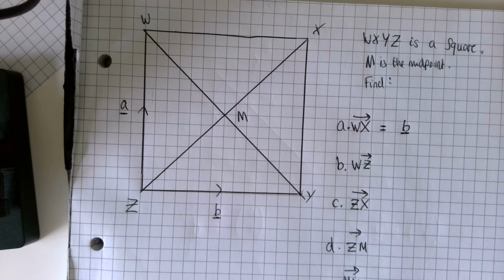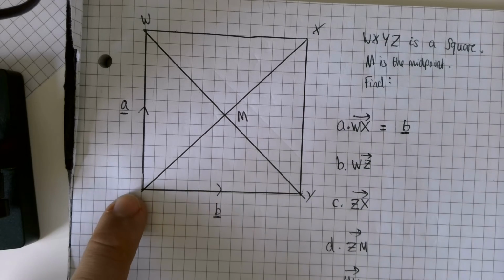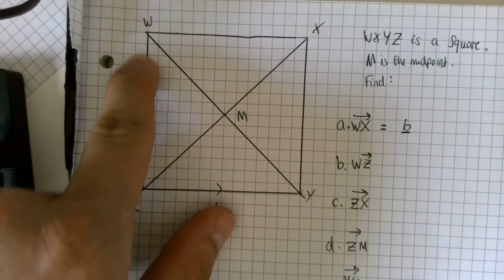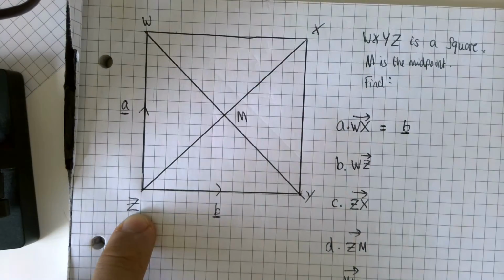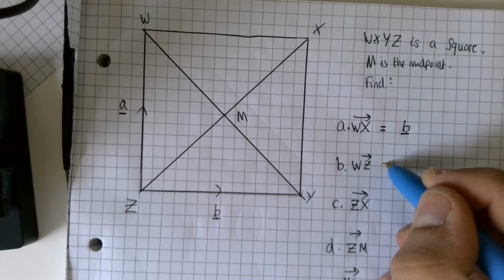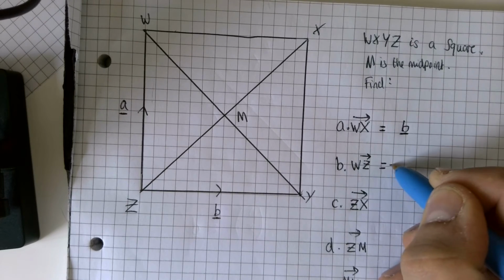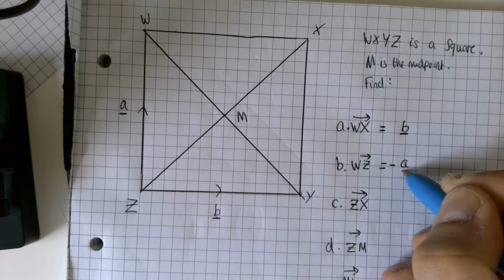Now what about the movement that will take me from W to Z? So I know that Z to W will be given to me straight away by a. Now what if I wanted to go from W to Z? Well, we've seen we can just apply a minus sign to our vector to reverse the direction.